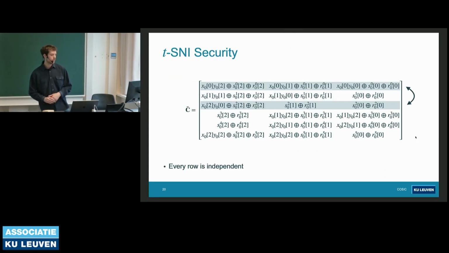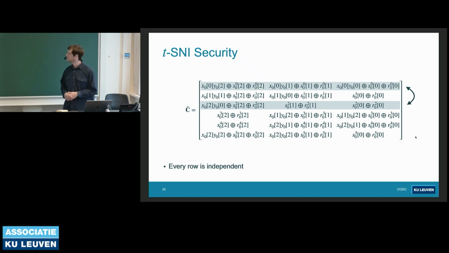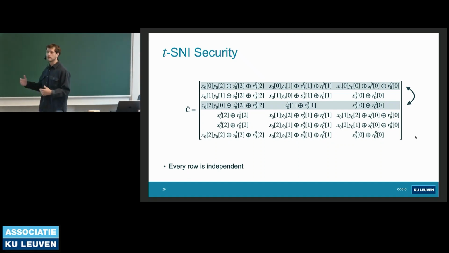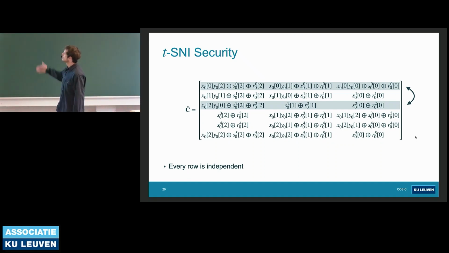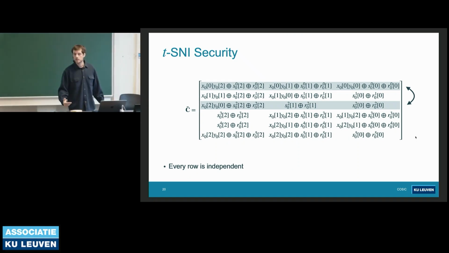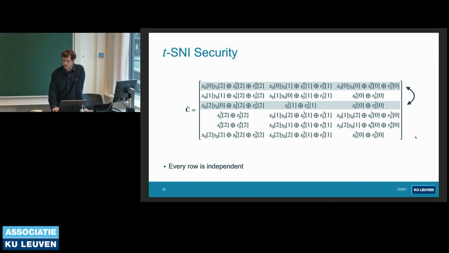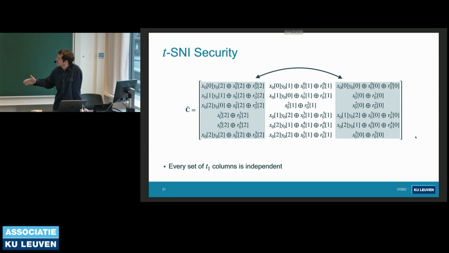Quickly regarding security, every row is independent. If you take every tuple or pair of rows, it's just because you're using shares of distinguished sharings. Similarly, for every column, every set of t+1 columns is independent because we're using generators of IPM0, which we prove to be t-SNI as well.